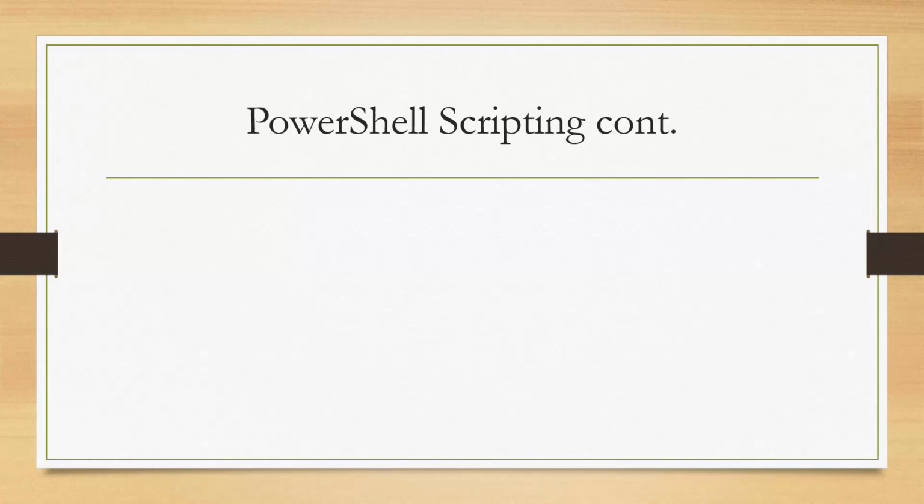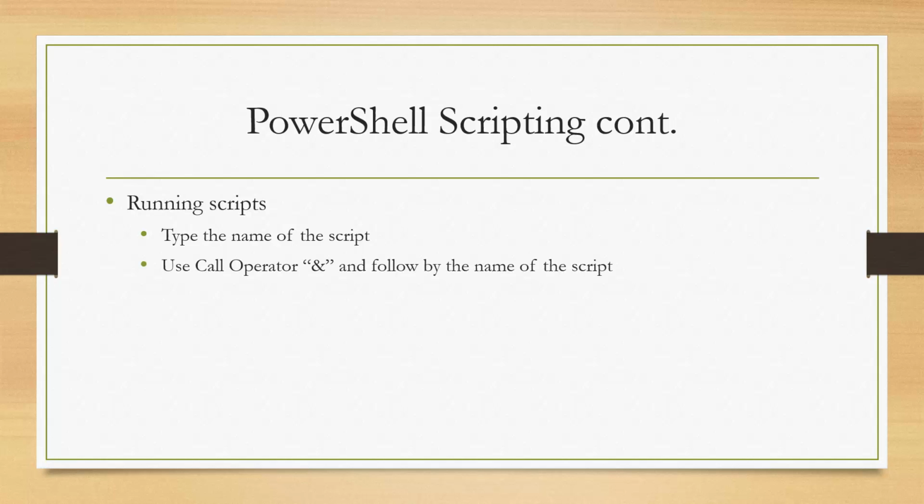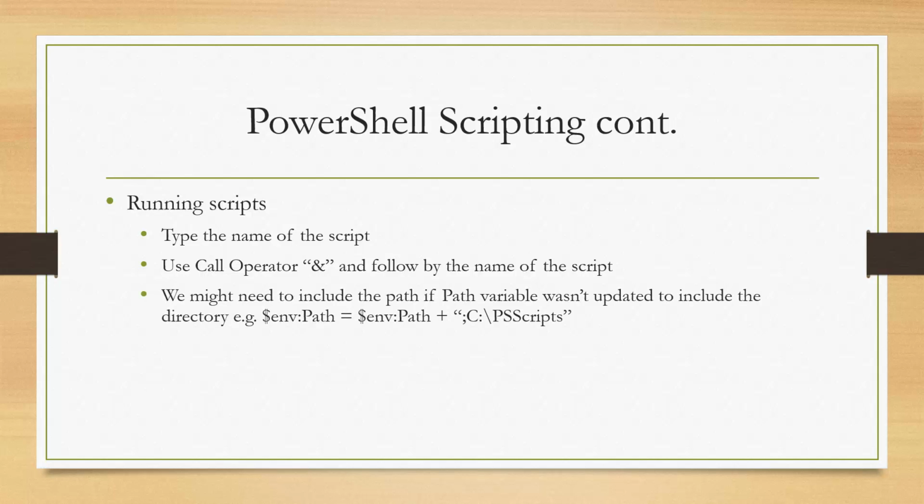After we prepared our system to run PowerShell scripts, we can use at least one of two ways to run them. We can either type the name of the script or use the call operator ampersand and follow that by the name of the script. We have to ensure we include the path of the directory where we store the scripts if we didn't update our path variable to include the directory in the path variable already.